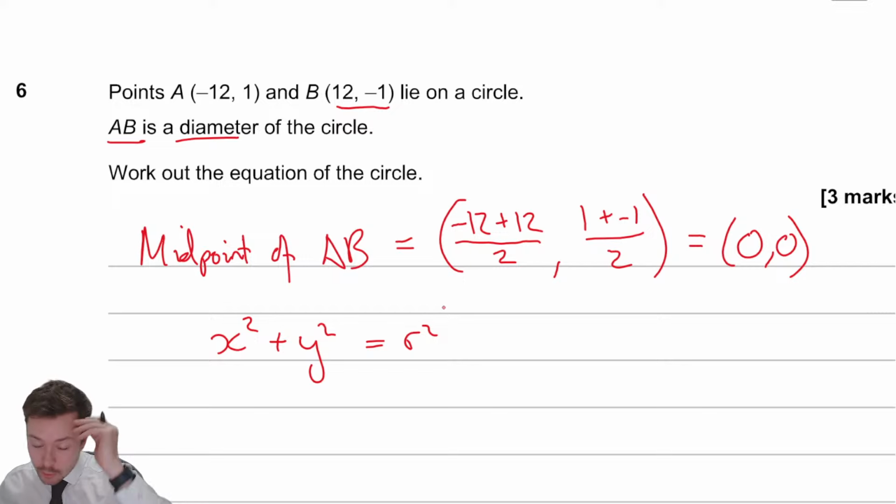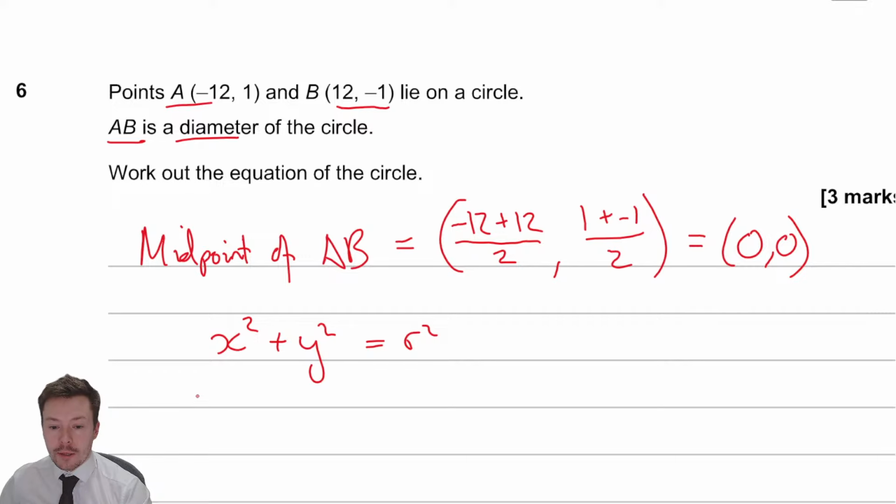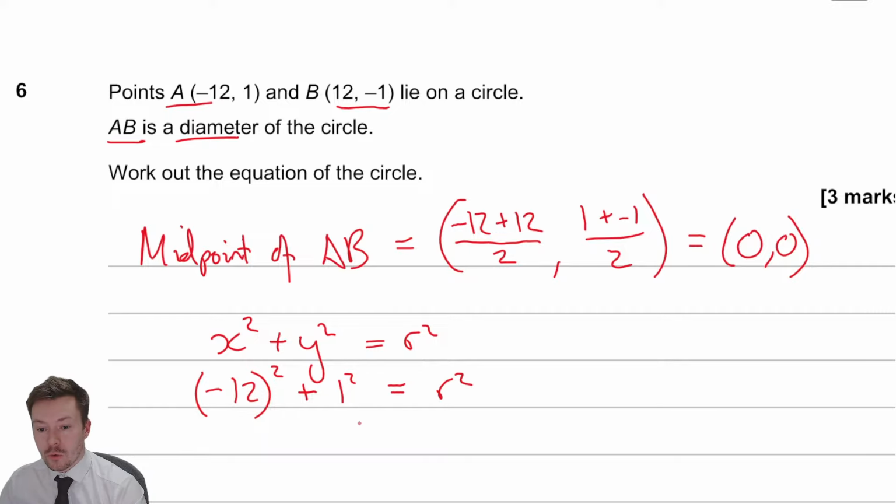So x squared plus y squared equals r squared. We can either work out the distance from 0, 0 to either of these points, or we can substitute either of these points in, and then that will equal r squared. So I'm going to substitute, let's go with A, that point in. So I'm going to get minus 12 squared plus 1 squared, and that has to be r squared. So minus 12 squared is 144, plus the 1 is going to be 1. That's r squared, so we get 145 equals r squared.